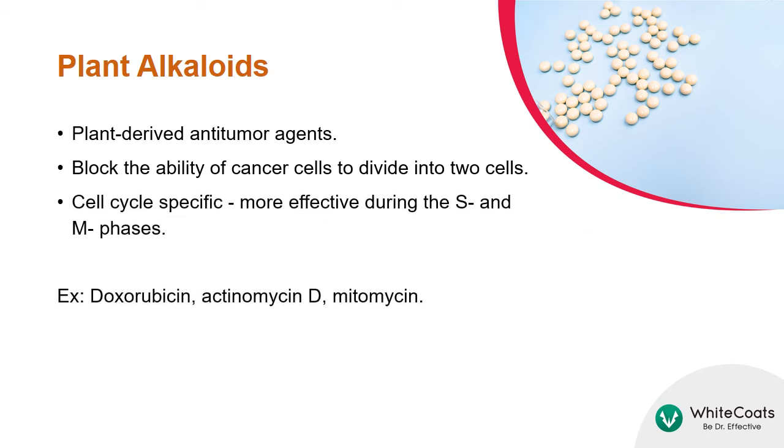Plant alkaloids are antitumor agents derived from plants. These agents block the ability of cancer cells to divide into 2 cells. Some of these drugs are cell cycle specific, which are more effective during the S and M phases of cell division.